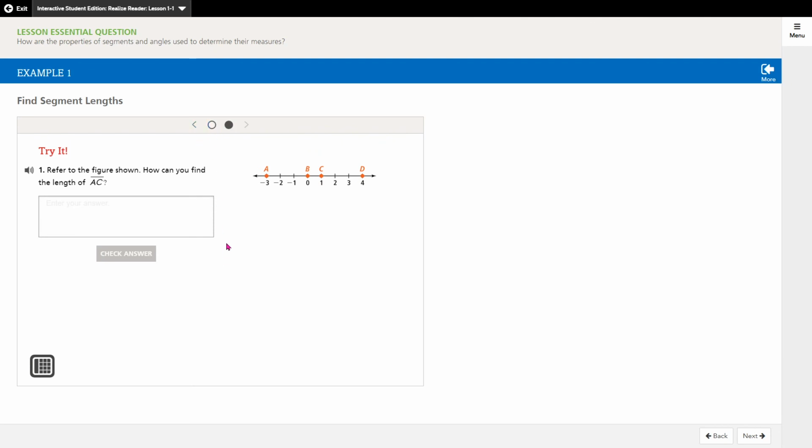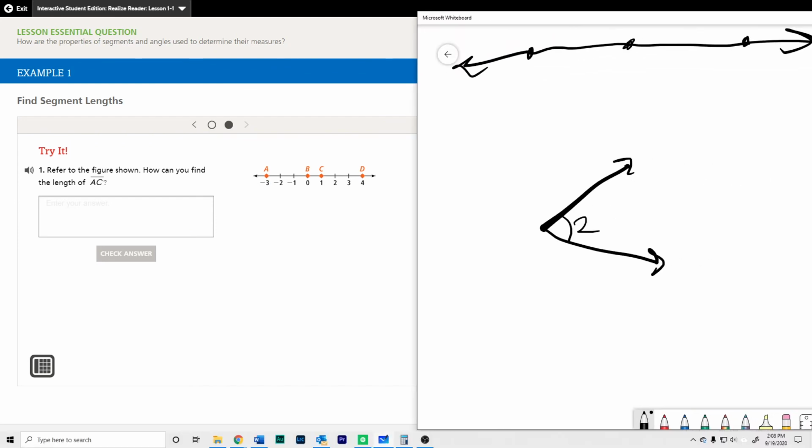All right. Referring to the figure shown, how can you find the length of AC? Well, like I said, it's better to just go 4 minus -3. And why? Because D is at 4. Oh, C is at 1. Sorry, 1 minus -3. So C minus A, right?